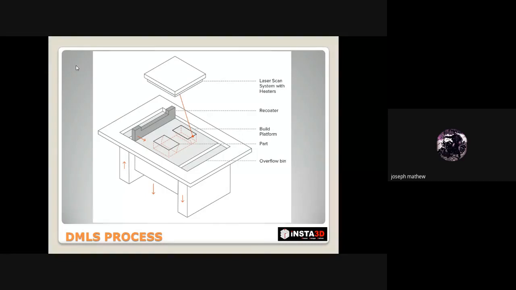So this is the DMLS process which was being explained in the previous slide. You will have a recoater as in the SLS technique. This recoater coats the build platform with the metal powder, and the laser system scans and heats, sinters, the melts the metal powder which is available in the build platform. And there is an overflow bin to capture the extra amount of powder which is being coated over the build platform.